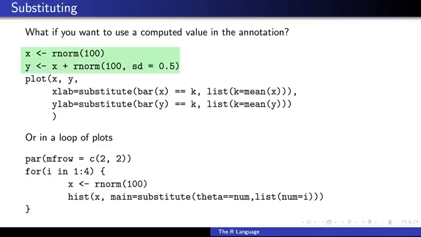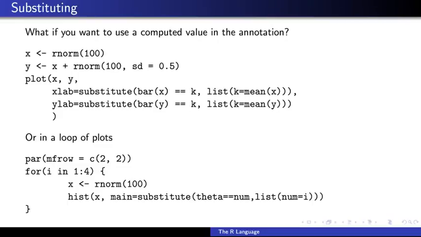So here I'm generating some data that have a linear relationship, x and y, and I want to plot x and y. On the x-axis, I want to have the x label be the mean of x, and on the y-axis, I want to have the y label be the mean of y. Of course, I don't know what those numbers are until I calculate them. So I'm going to use the substitute function rather than the expression function, because the substitute function will substitute the actual value of the mean into my plot.